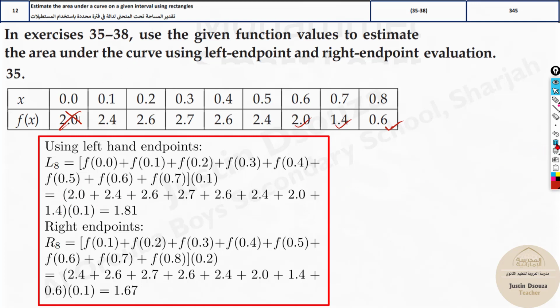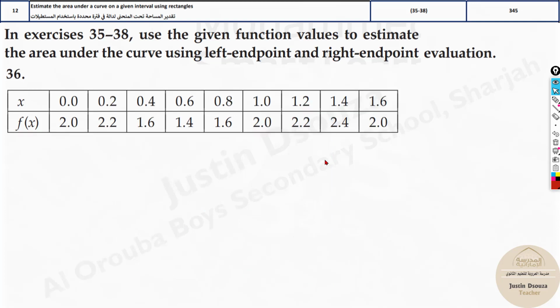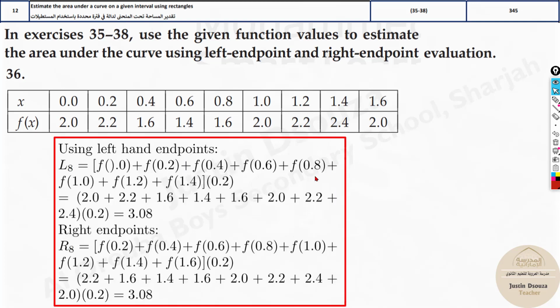That is the formula. And the same thing over here with the right endpoint, you can start with 2.4 because you're leaving the first value, the leftmost value. You can either do 0.6 plus 1.42, or you can start from the second value and add up the whole thing and multiply it with 0.1. The same method is followed for all the other problems. One of the easiest topics over here.